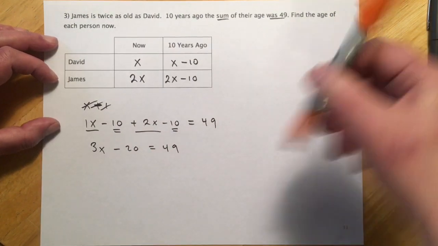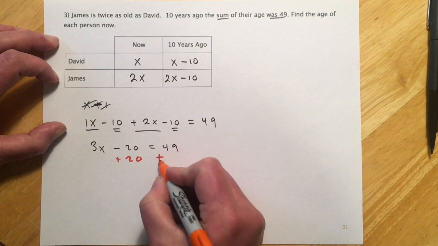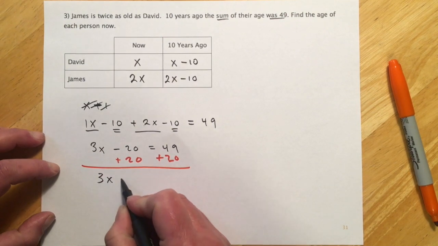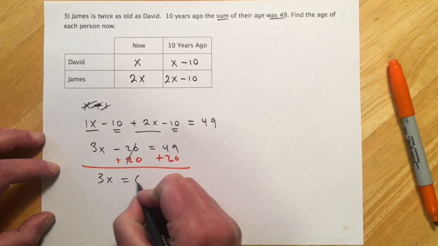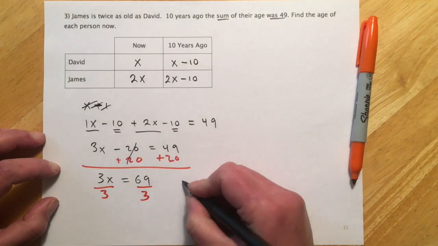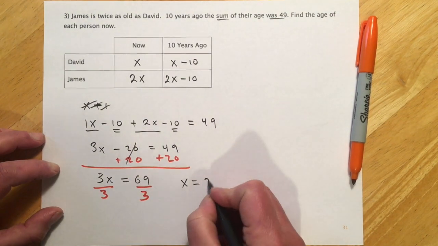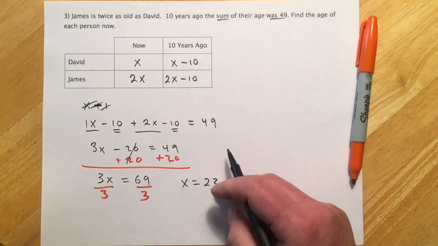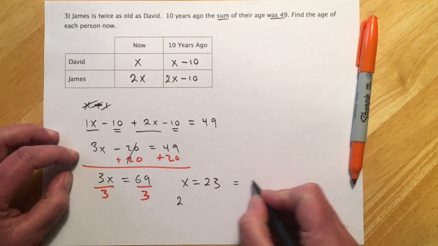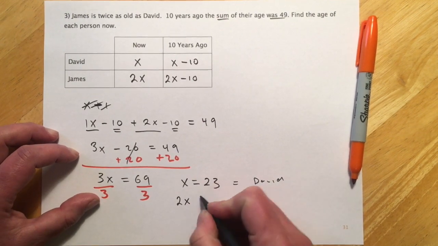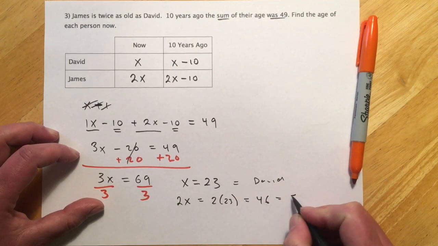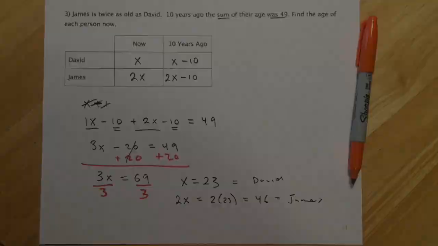We're right back to the same spot. We'll add the 20 over. And so those cancel, that makes 69, and then divide over that 3, and we get x equals, 3 goes in twice, 23. And so 23 is going to be David's age, and so then James is 2x, that's David, and then James is 2x, so that would be 2 times 23, or 46, so that would equal James.